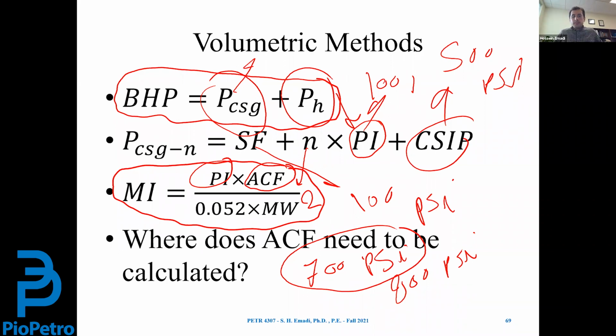So mud increment can be calculated using this formula. Let's say the pressure increment is 100 and you calculate the annular safety factor in barrels per foot, and you know the mud weight, you should be able to calculate the mud increment. And the question I ask here, where does annular capacity factor, ACF, need to be calculated? Annular capacity factor should be right at the surface because we are removing the mud from the surface.